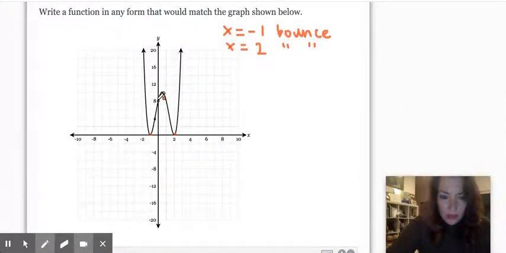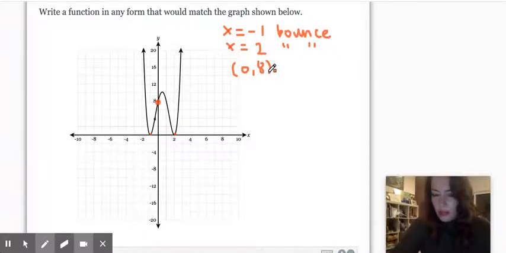And we're also given a point which is a y-intercept. So the point we are given is (0, 8). So let's go ahead and write a general equation in factored form, and then we will find the a value.